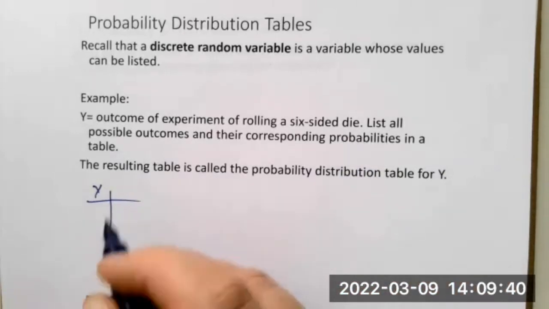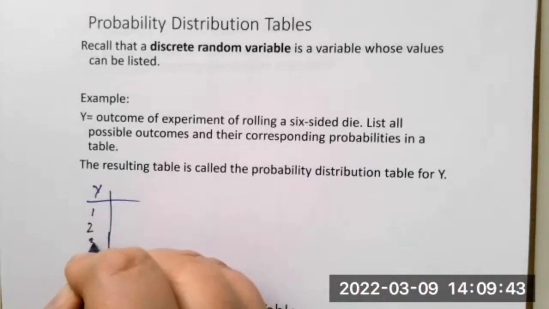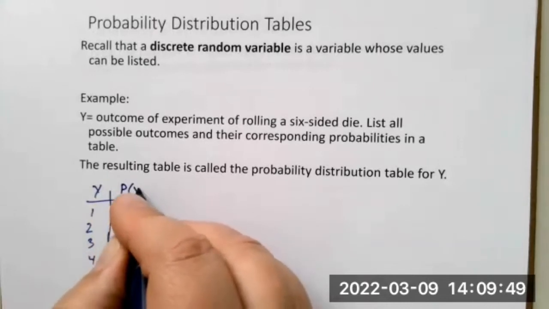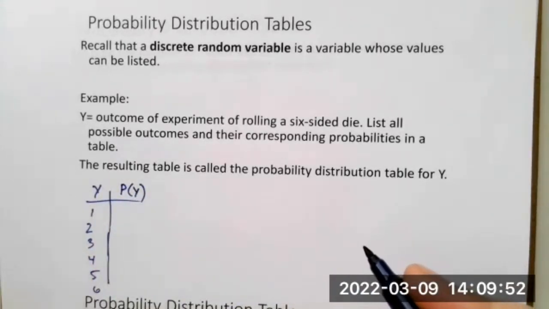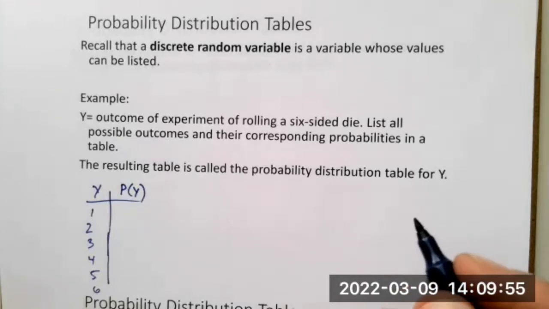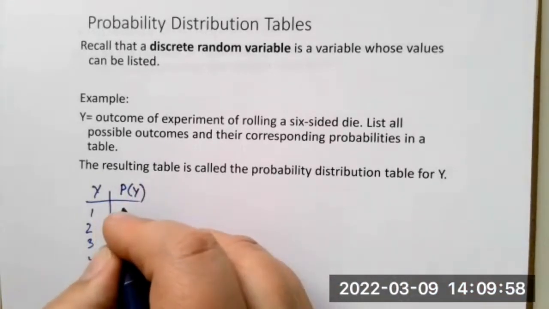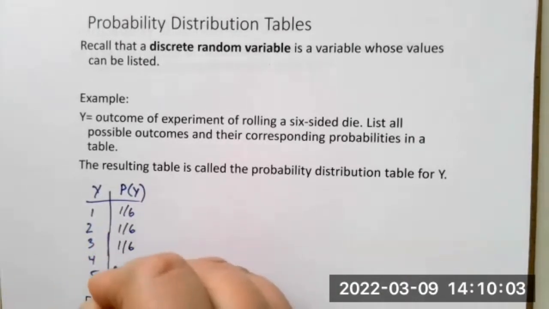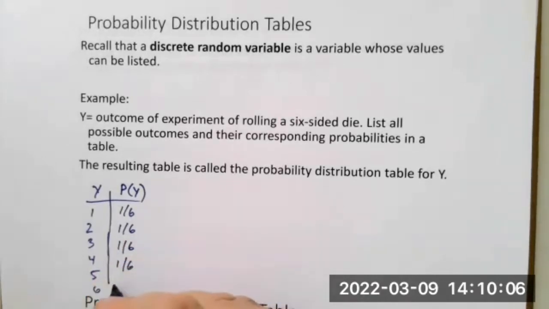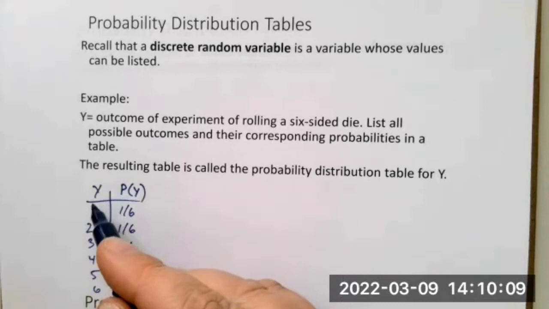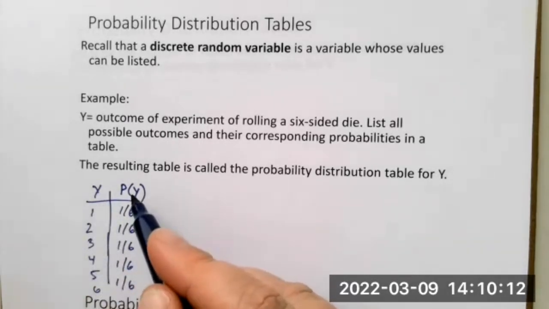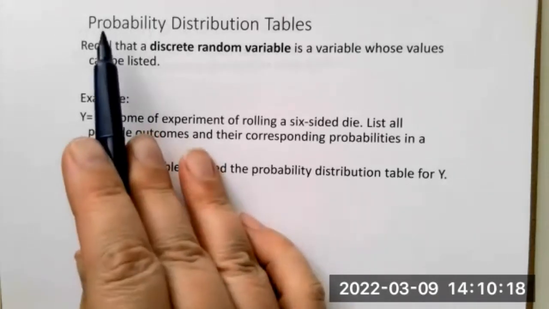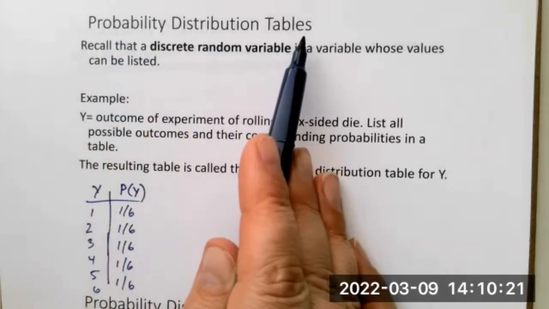Since it's a 6-sided die, we could roll a 1, a 2, a 3, a 4, a 5, or a 6. Now, what's the probability of each of these events? Well, as we already know from chapter 4, the probability is 1 out of 6 for each one. So in one column, we have all the values of the variable listed, and in the second column, we have all the corresponding probabilities listed. This is what we call a probability distribution table.